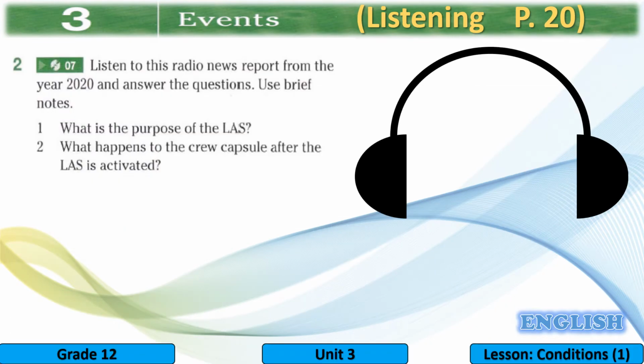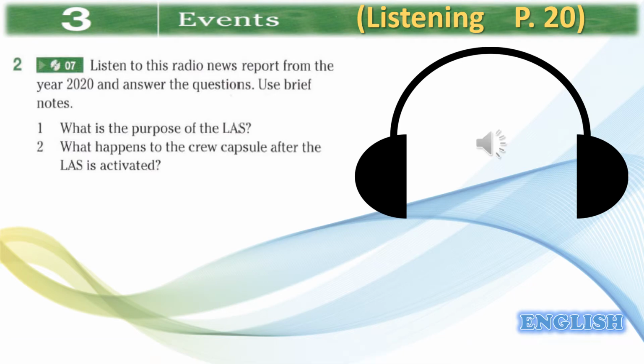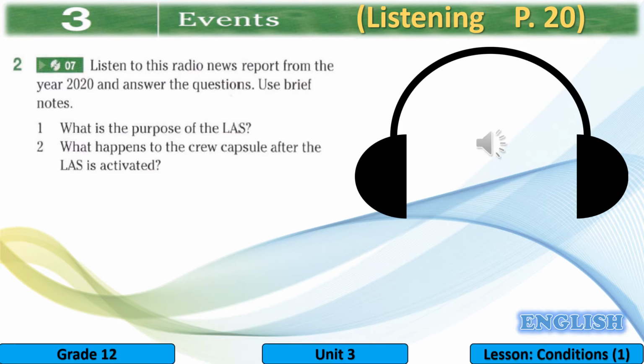Now let's move to the second objective in our lesson for today, which is listening. So we have to listen to this radio news report from the year 2020 and answer the questions. Unit 3, Events, Recording 7.